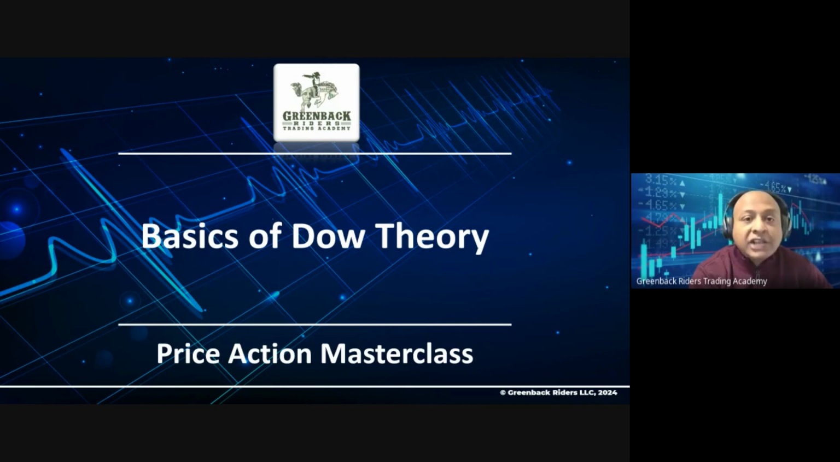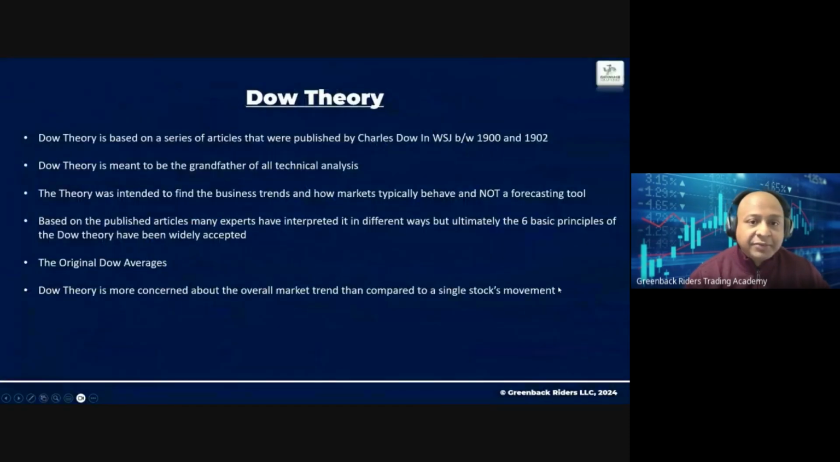1902. So Dow was actually Charles Dow. He was publishing some papers between 1900 and 1902, and based on the analysis of those papers, based on the different interpretations of those papers, the Dow theory came into existence, right? So it was based on a series of articles that he published in the Wall Street Journal between 1900 and 1902, and till today, this Dow theory is meant to be the grandfather of all technical analysis.